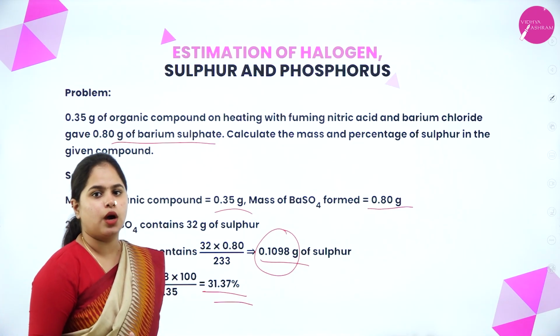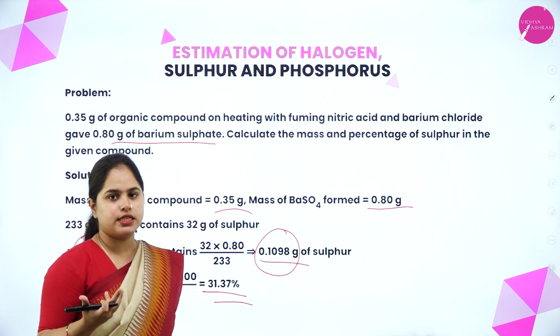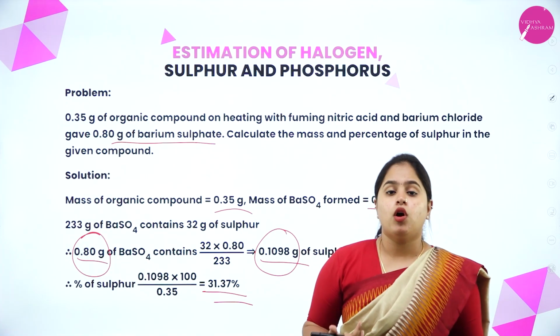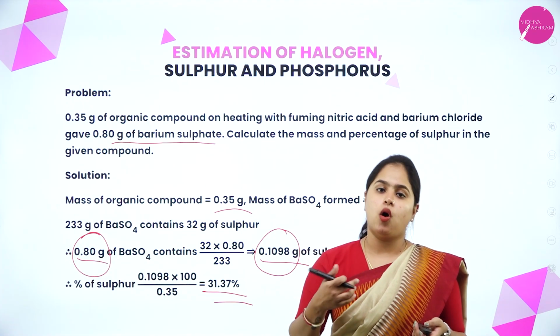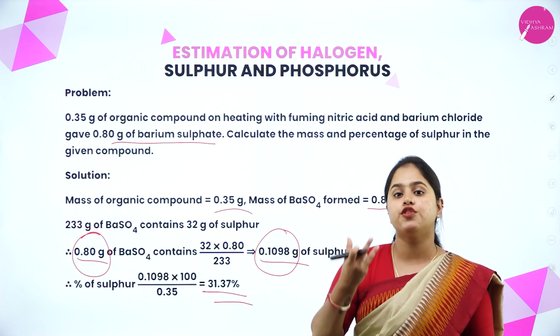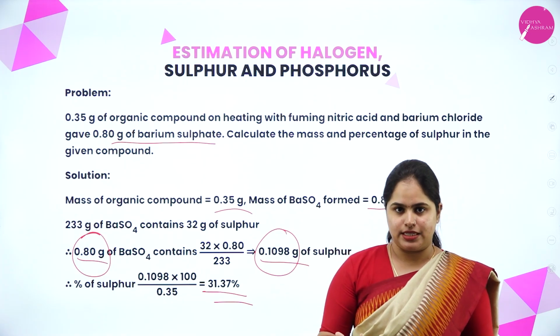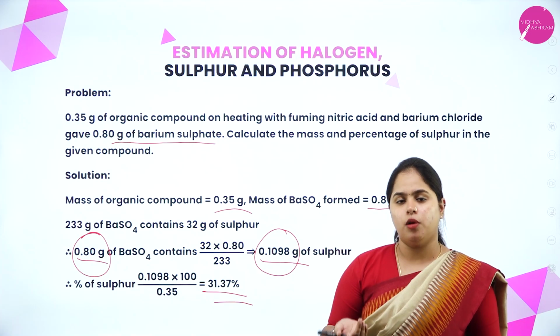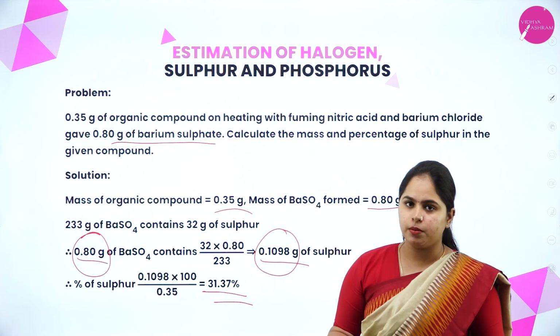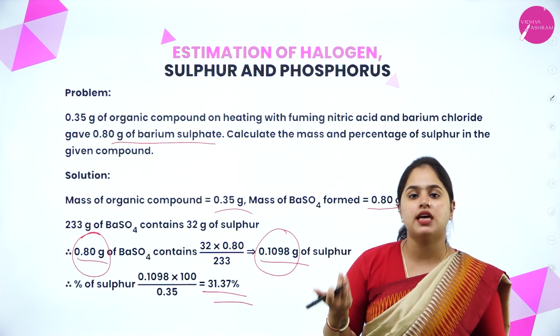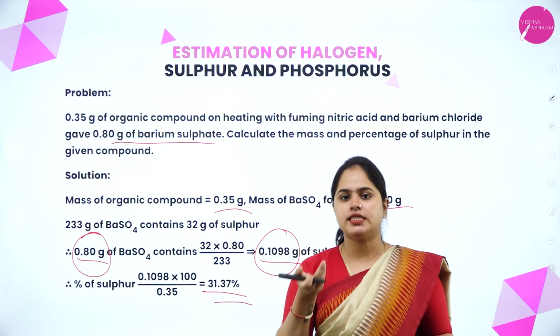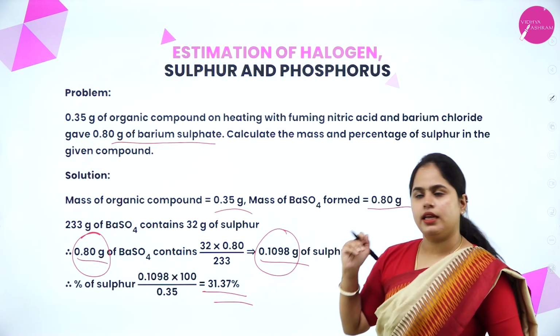Okay, so this is how you calculate the percentage of sulfur. What is the reaction that is happening here? The organic compound is treated with fuming nitric acid, and sulfuric acid is formed, which is further treated with barium chloride, and which gives barium sulfate as the precipitate, which is then weighed. Okay, so this is the calculation.